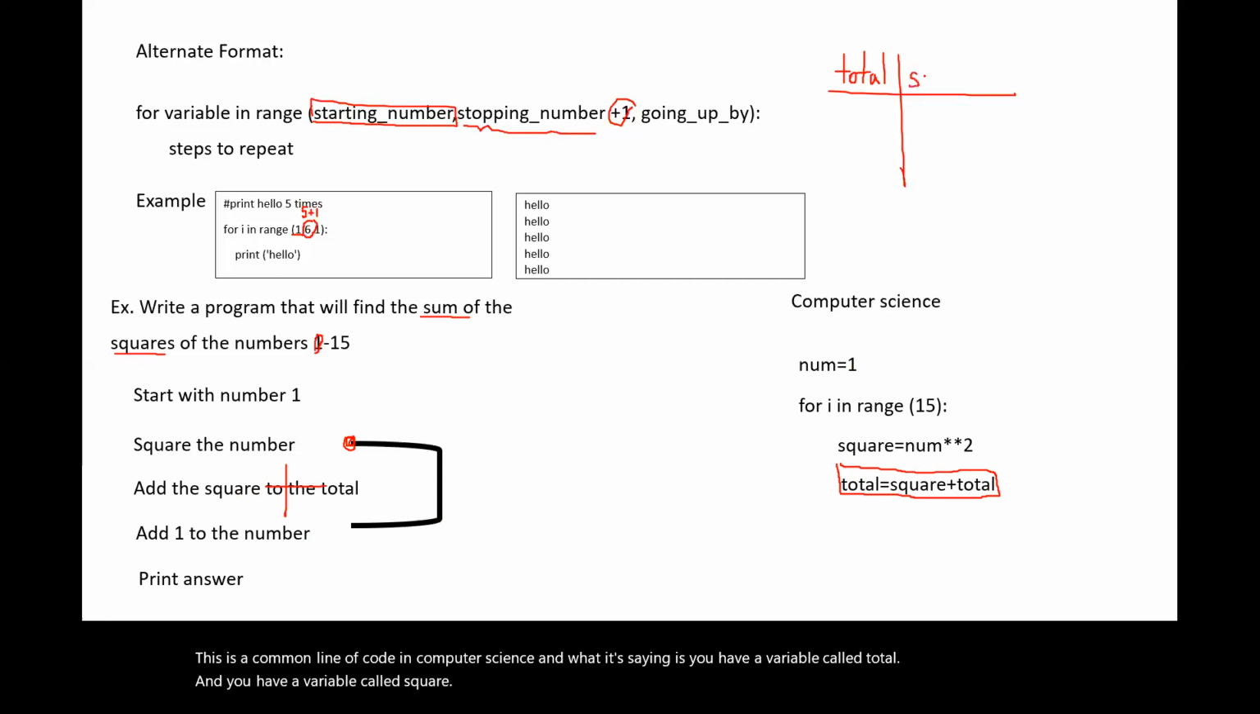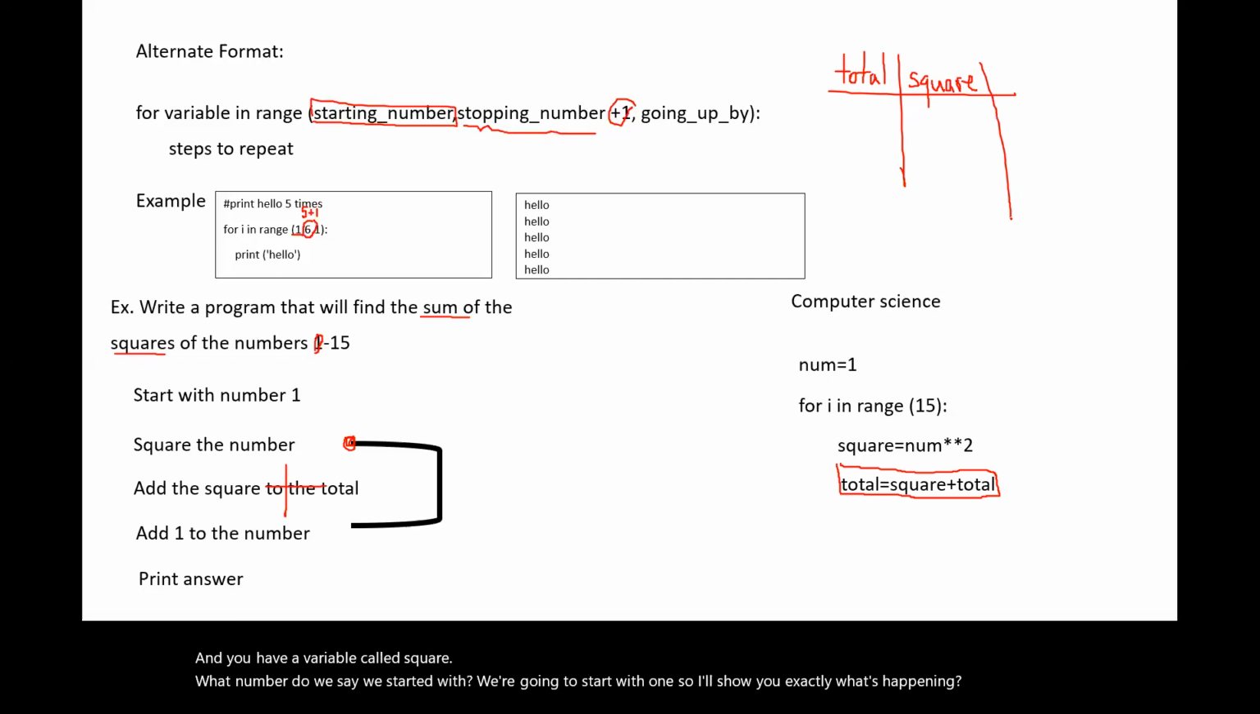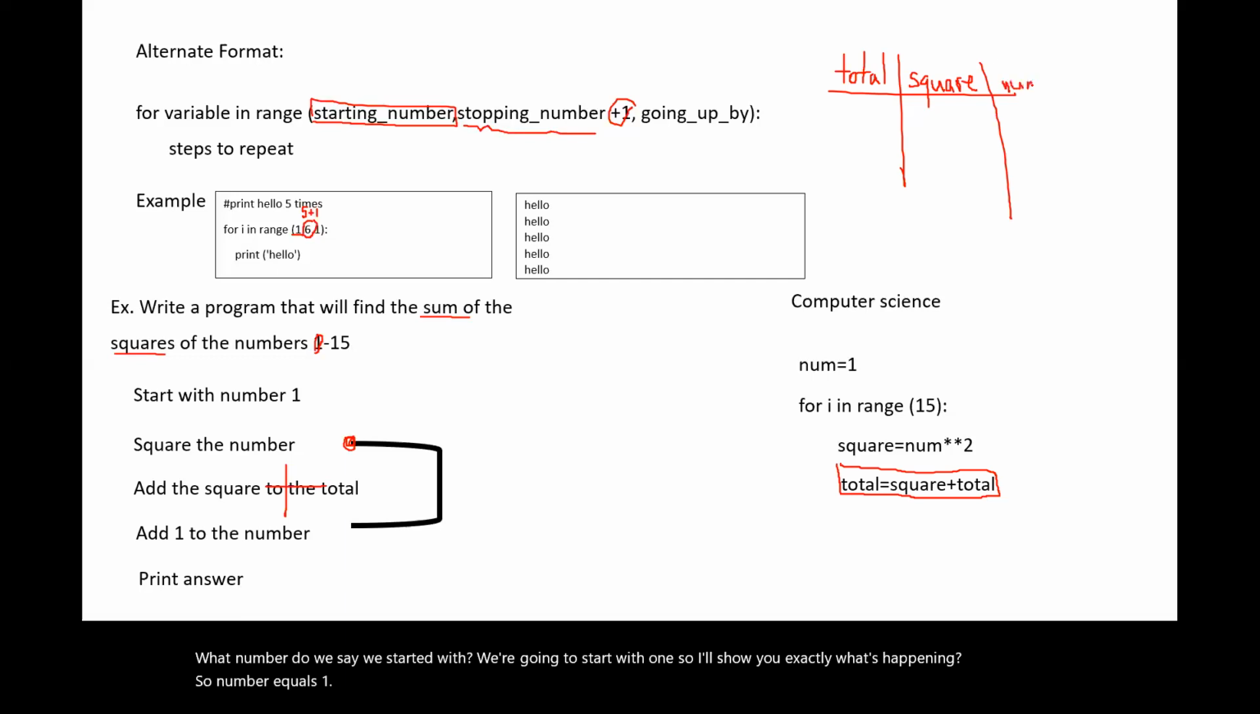And what number did we say we started with? We're going to start with 1, so I'll show you exactly what's happening. So number equals 1. So number is 1. Square of 1 is 1. And this line of code says, put in total what's already in total plus the square.